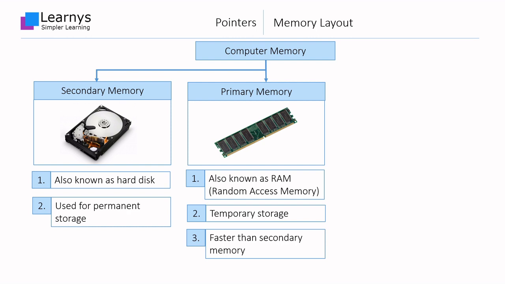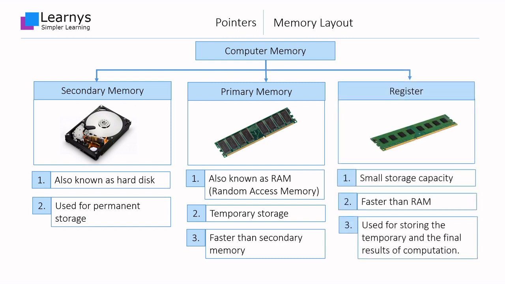Apart from the secondary memory and the primary memory, we have registers. They are also very small but very fast chunks of memory available to computing units only. Every computing unit has its own set of registers, which are used for storing the temporary and the final results of calculations made by the computing units.